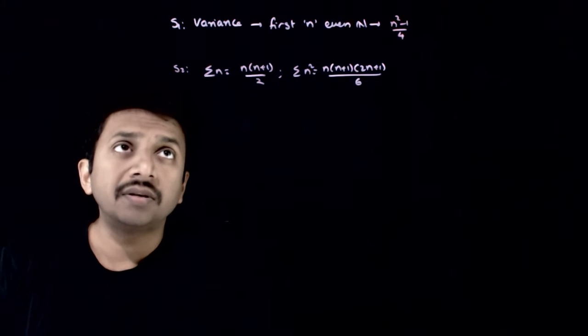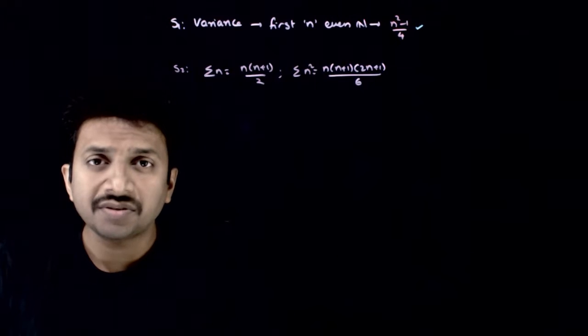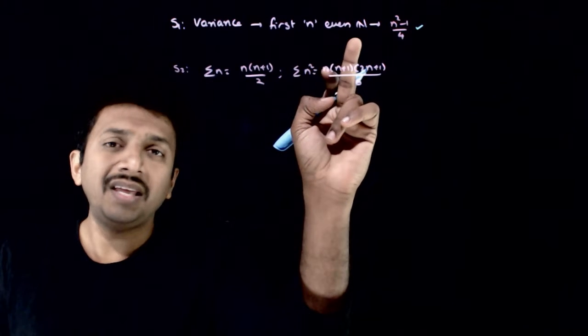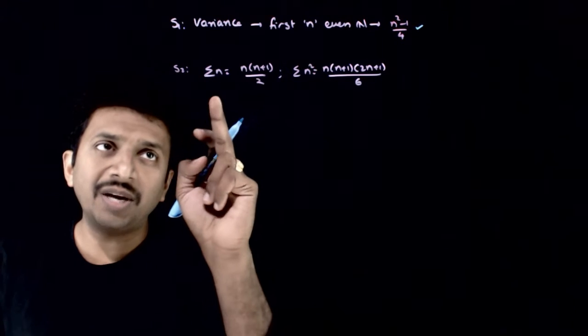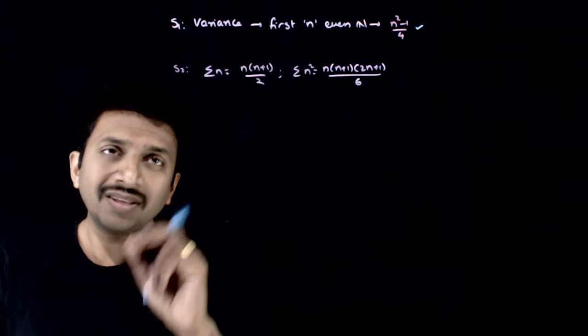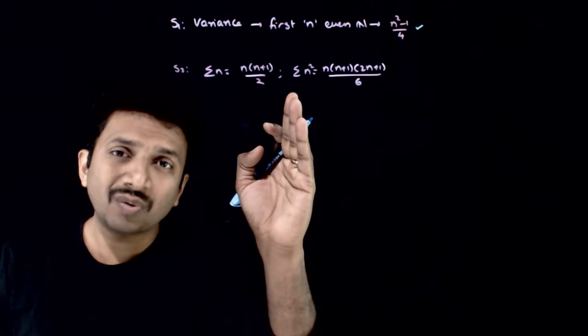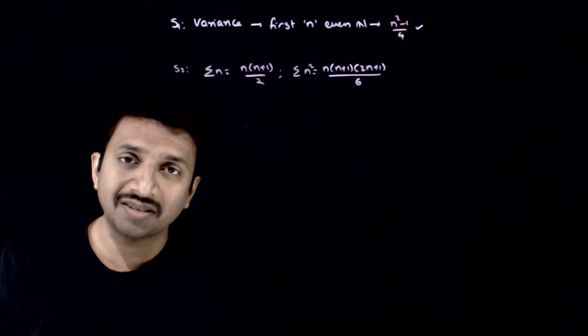So welcome students. In this question, you are given two statements. The first statement says that the variance of the first n even natural numbers is (n² − 1)/4. The second statement is: Σn, the sum of the first n natural numbers, is n(n + 1)/2. The sum of squares of the first n natural numbers is n(n + 1)(2n + 1)/6.